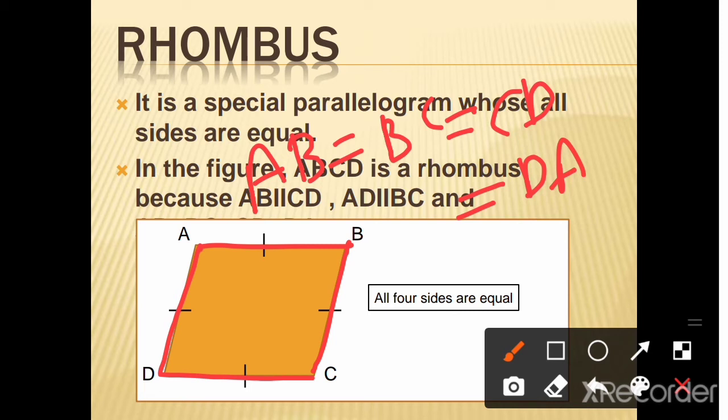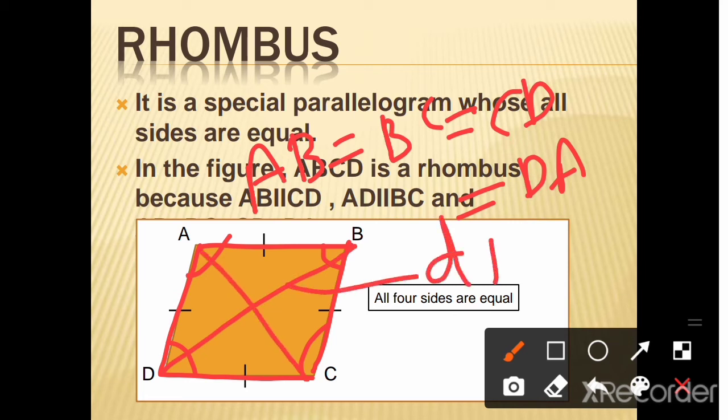Cannot be 90 degree, so all angles are not 90 degree, but in the case of a square, all angles are 90 degree. Another difference between a square and a rhombus: in the case of a square, both diagonals are equal, but in the case of a rhombus, both diagonals are different. It means this is D1 and this is D2.